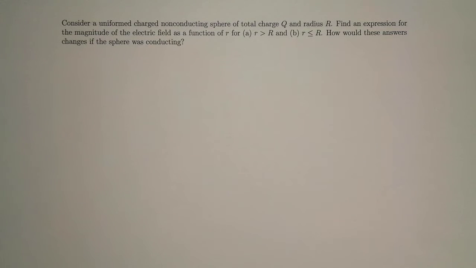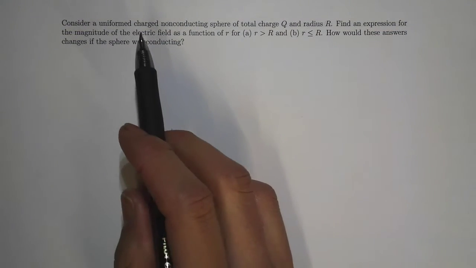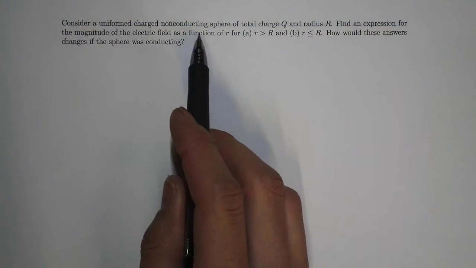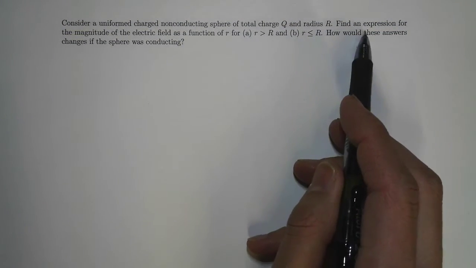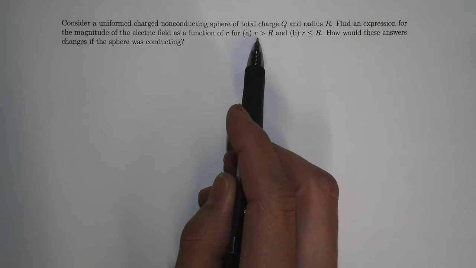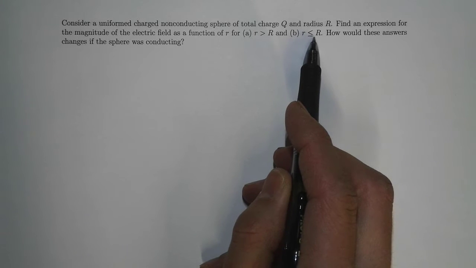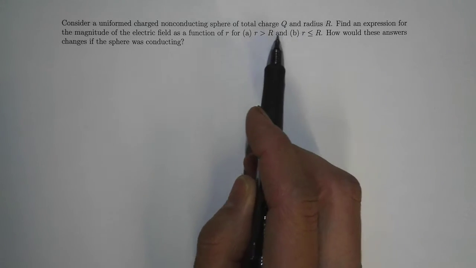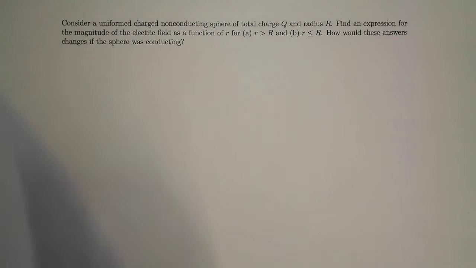Let's consider the following problem. Consider a uniformly charged non-conducting sphere of total charge q and radius R. Find an expression for the magnitude of electric field as a function of r for (a) r greater than R, and (b) r less than R. How would these answers change if the sphere was conducting?